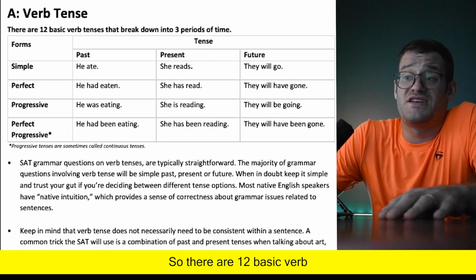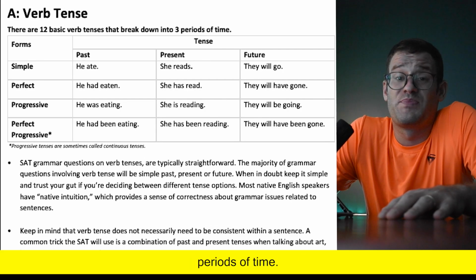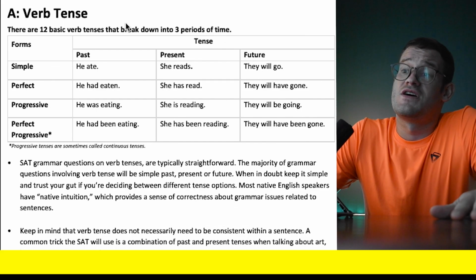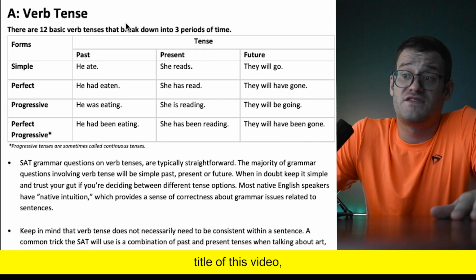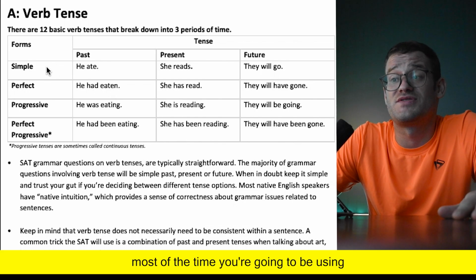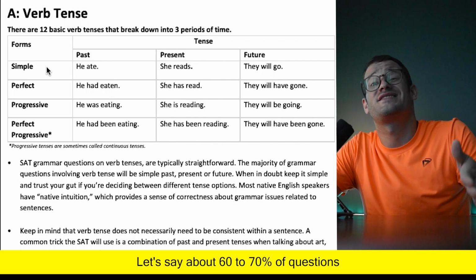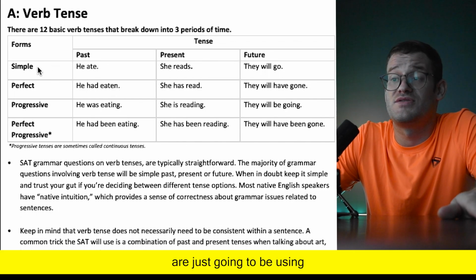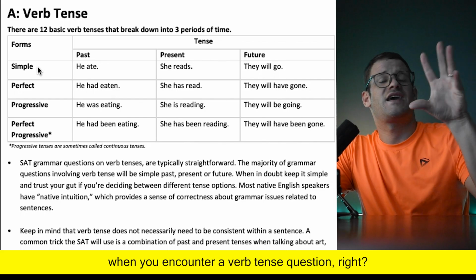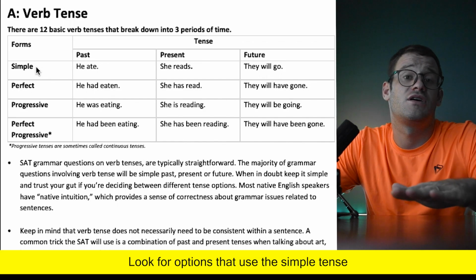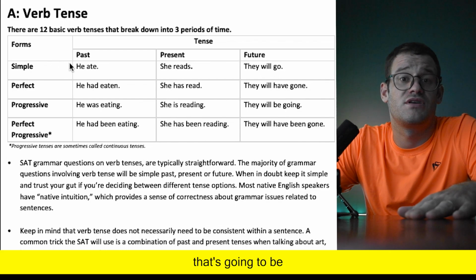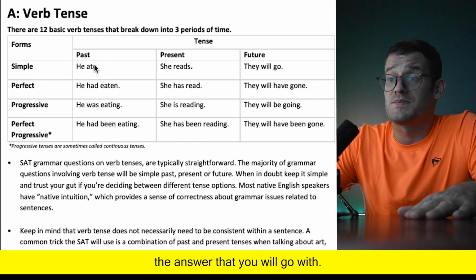Okay, so there are 12 basic verb tenses that break down into 3 periods of time. Just be aware when people talk about verb tense, they're really talking about tense plus the form. And as I alluded to in the title of this video, you need to keep it simple with these. Most of the time you're going to be using just the simple forms of the verbs. I'd say about 60 to 70% of questions are just going to be using simple past, simple present, or simple future. So the first thing when you encounter a verb tense question, look for options that use the simple tense, because the majority of the time that's going to be the answer that you will go with.